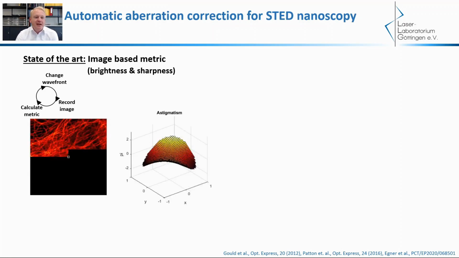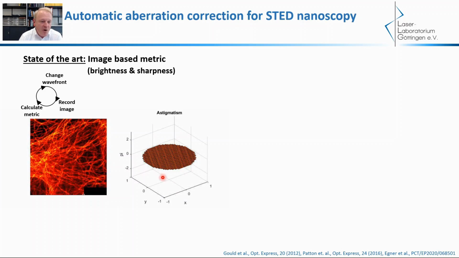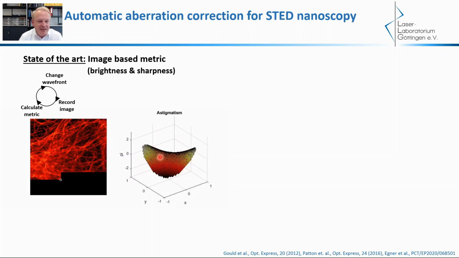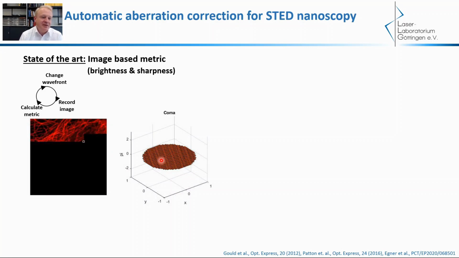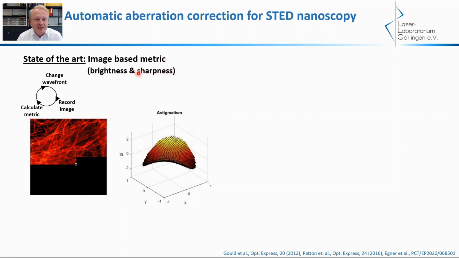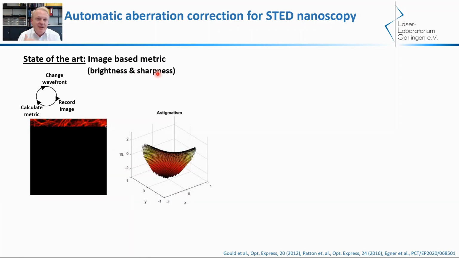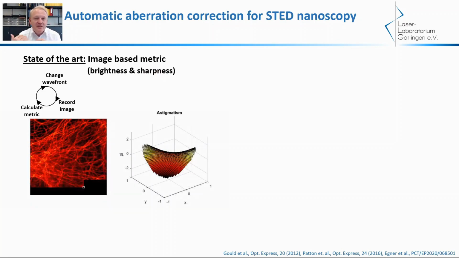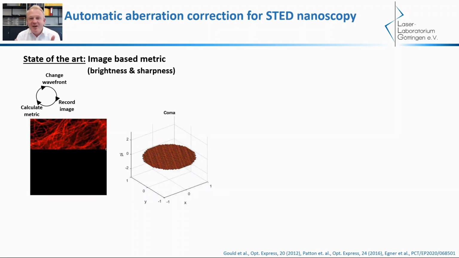So what can be done is that one uses a deformable mirror, then changes slightly the kind of aberration for every image which is recorded, and then measures a metric which depends on the brightness within the image and also on the sharpness within the image. But the problem is, because the metric also depends on the sharpness, that we have to image the same plane within our sample very often consecutively in order to determine the optimum aberration correction. And this again means that we lose a lot of fluorescent photons.